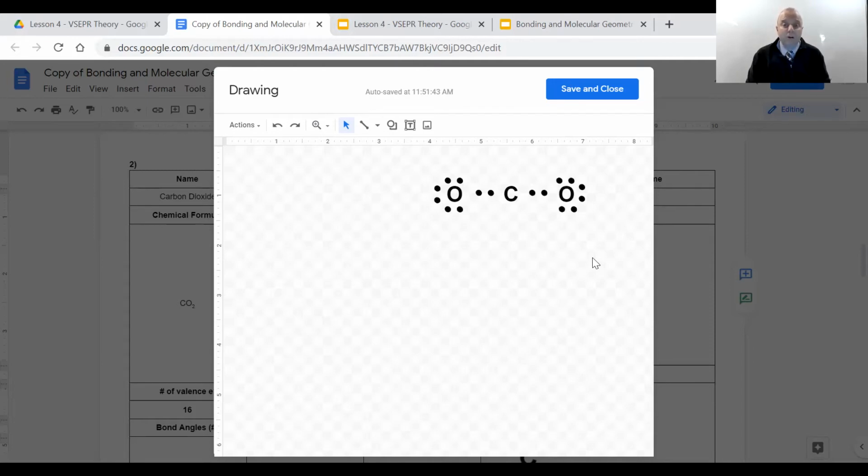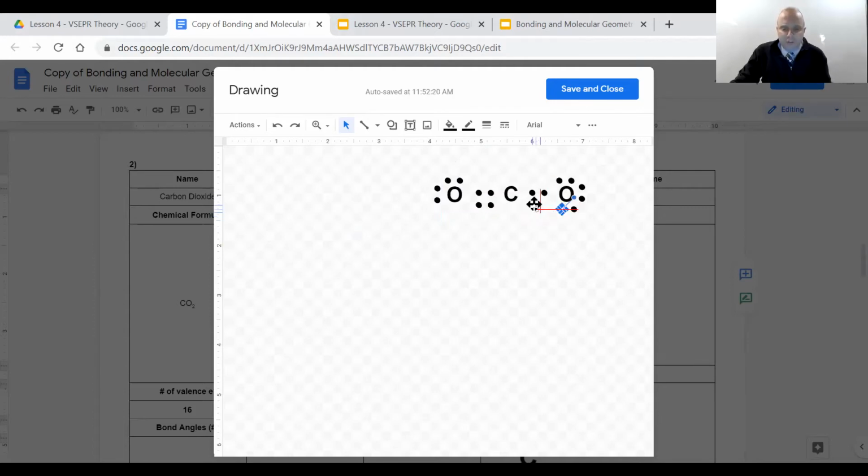It only has 4. So what we have to do is we have to take some of these electrons that are on just the oxygen and move them. It's going to be difficult because that oxygen gets in the way there. We're going to move them so that they form our first double bonds. So I'm going to move this oxygen back into place here. Now I'm going to do the same thing over here.